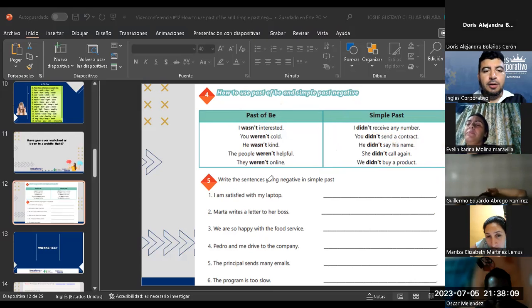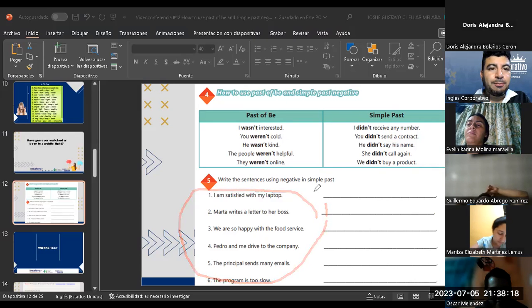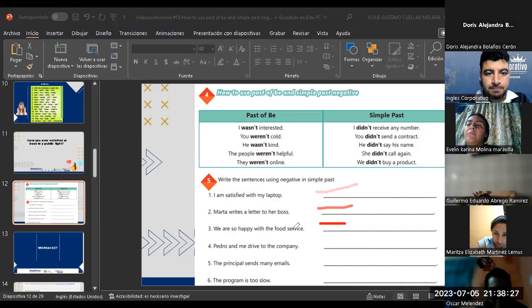Now, write the sentences using the negative in simple past. Six sentences, estas seis oraciones, they are in present. They are affirmative and present. We have to change to the simple past. Las debemos de cambiar al pasado simple. Okay? Think about this. I'm going to give you a couple of seconds. Le doy un par de segundos para que piensen and then we complete them.